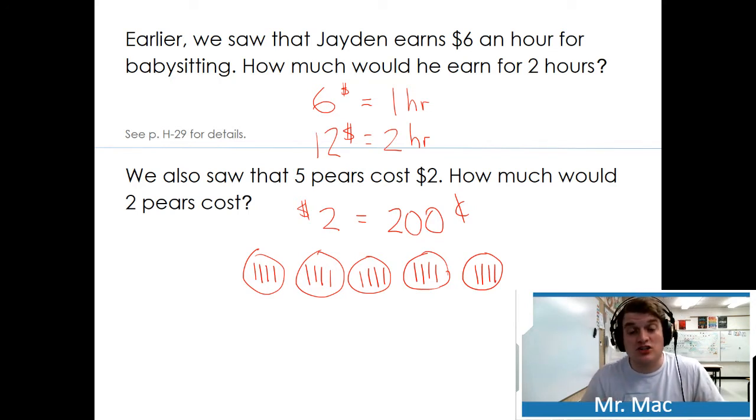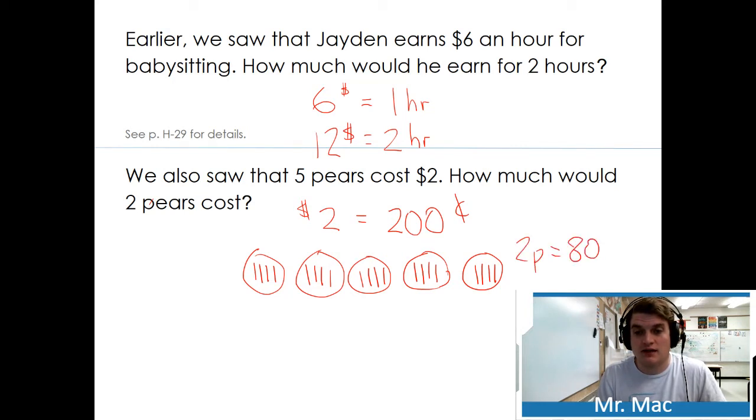So, how much does one pear cost? We know that one pear would cost 10, 20, 30, 40 cents. We know that two pears would cost 10, 20, 30, 40, 50, 60, 70, 80. So two pears equals 80 cents.